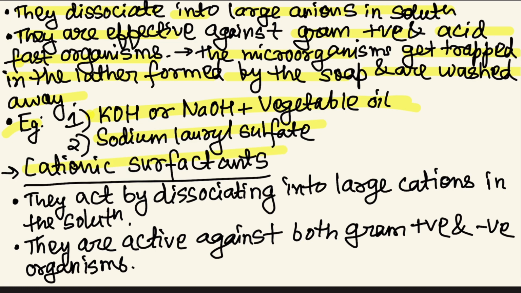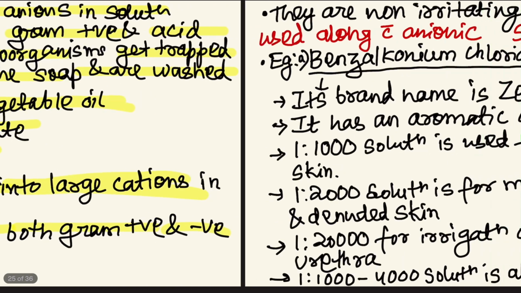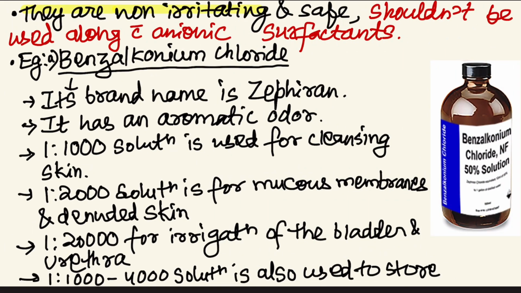Then we have cationic surfactants. They act by dissociating into large cations in the solution, so they are active against both gram-positive and gram-negative organisms. They are non-irritating and safe to use, but should not be used along with anionic surfactants. Examples include benzalkonium chloride, whose brand name is Zephiran. It has an aromatic odor.